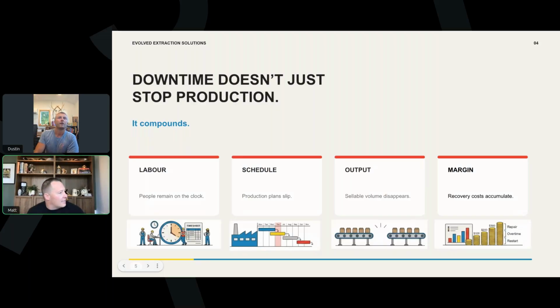Cool. Yeah, one of the things, Dustin, you were talking about was breaking these down into those 4 buckets. Maybe you want to dive into those a little more. Yeah. So we've got the 4 buckets of the 4 different types of downtime, but we've got 4 other buckets on all the parts of your company that downtime affects.